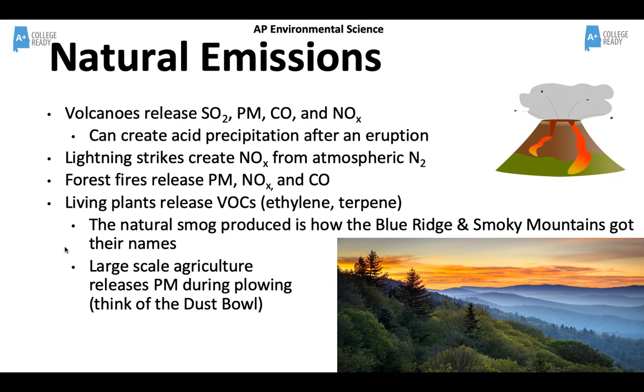So we also have to mention the natural emissions that occur. So we've mentioned volcanoes, forest fires, things like that. Volcanoes can release sulfur dioxide. They can release particulate matter, carbon monoxide, and nitrogen oxide. They can also create acid rain after an eruption. And additionally, lightning strikes can create nitrogen oxide because of atmospheric nitrogen. Forest fires, again, they're going to release particulate matter, carbon monoxide, nitrogen oxides.